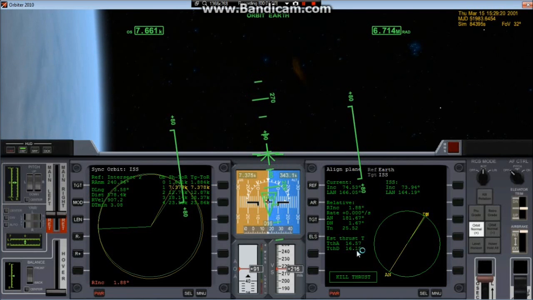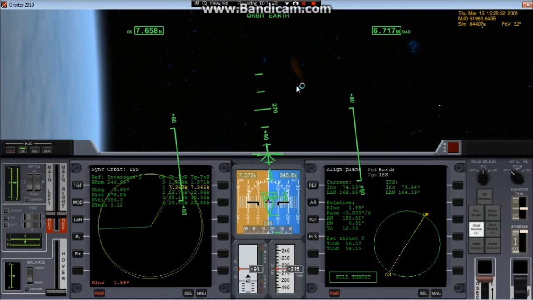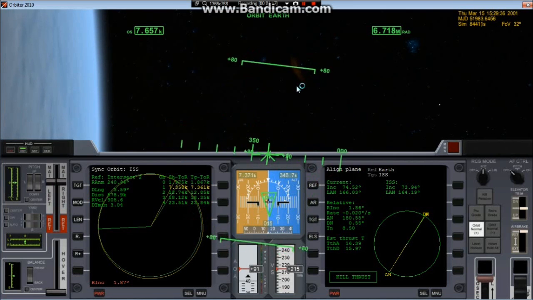Okay, so 8.07 is when we activate the engines. I'm firing at 9.07 because it takes me time to throttle up. 3, 2, 1, now.